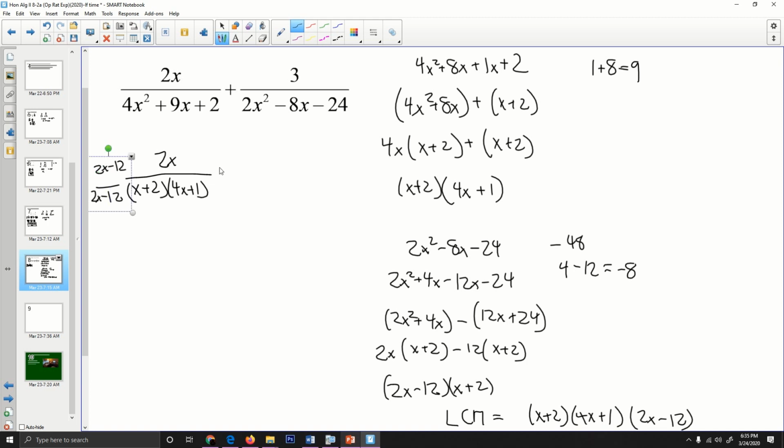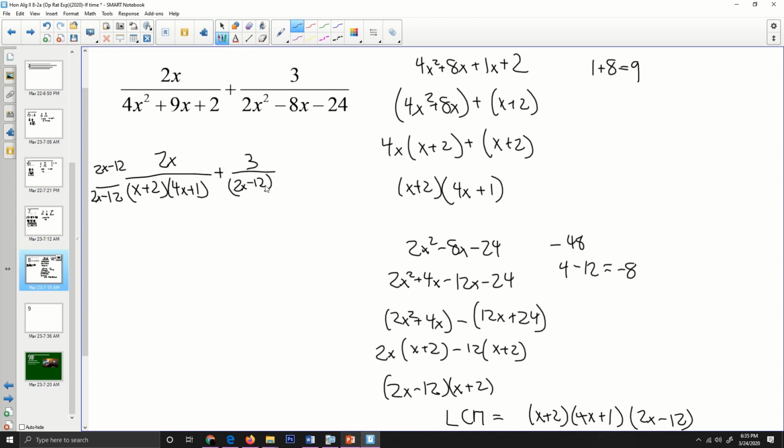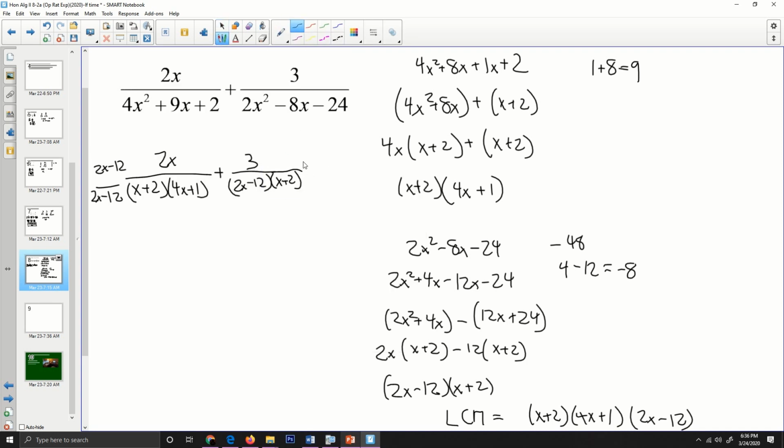And then to that we're going to add 3 times its factorization, and remember that was 2x minus 12 times x plus 2, and so I have to multiply this fraction by 4x plus 1 over 4x plus 1. All right, so when I do that, my denominator for the whole thing is just going to be 2x minus 12 times x plus 2 times 4x plus 1.